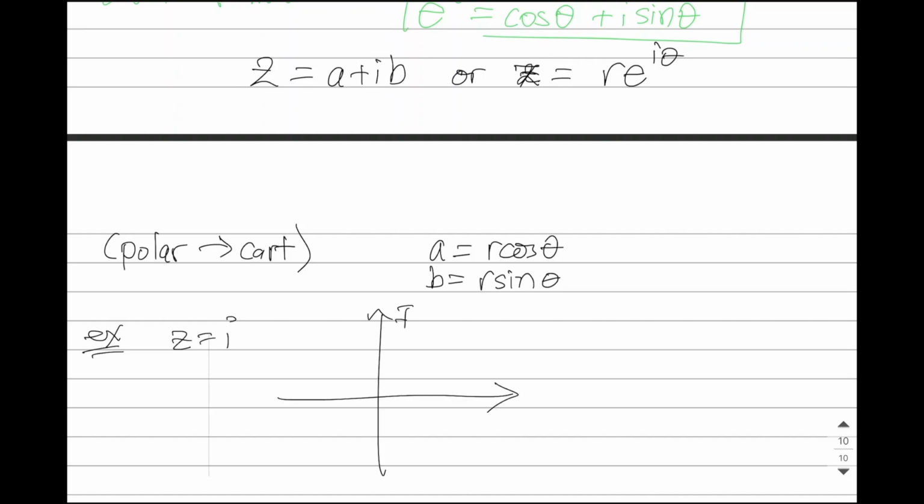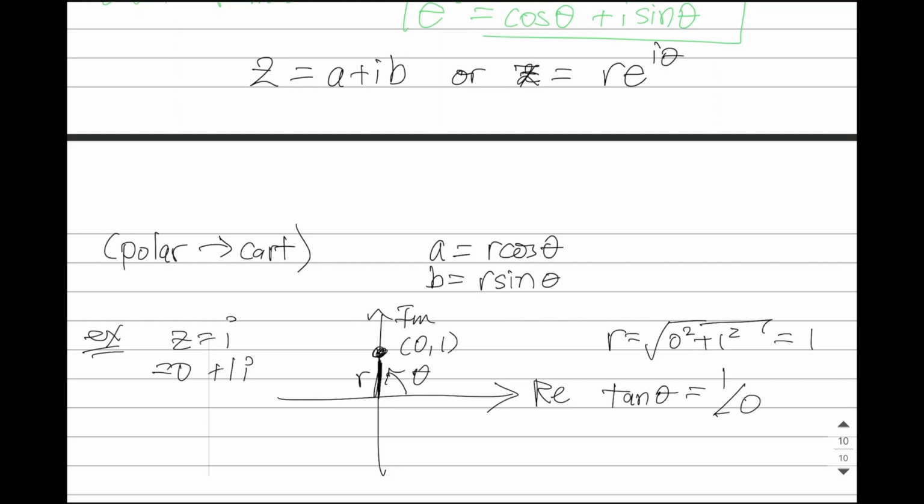So if I give you the number i, it is going to have coordinates 0 plus 1i. You can think of it as having a length and an angle. r should end up being 1. The real part squared plus the imaginary part squared is 1. And theta, you could calculate as the tangent of the imaginary part over the real part. Well, that's undefined, and it's clearly at pi over 2.